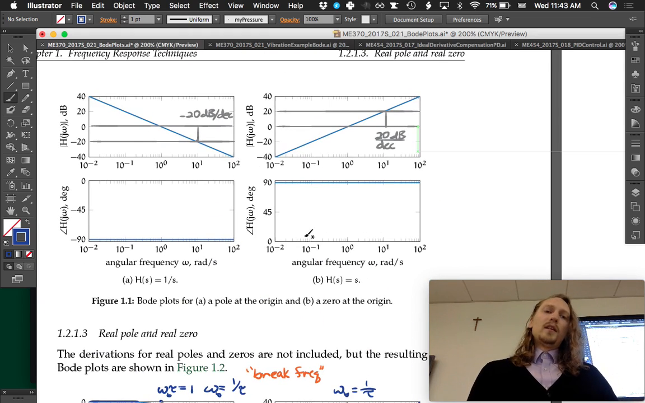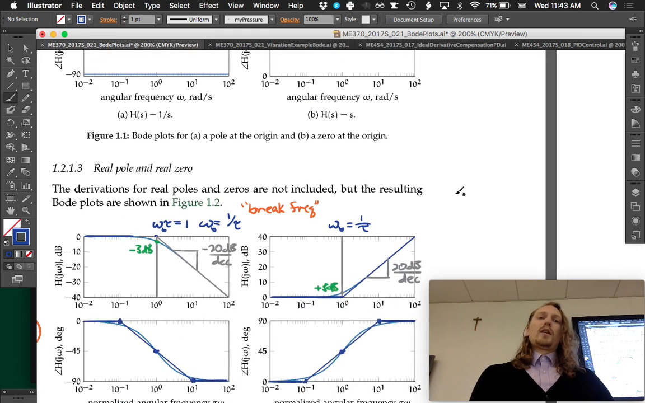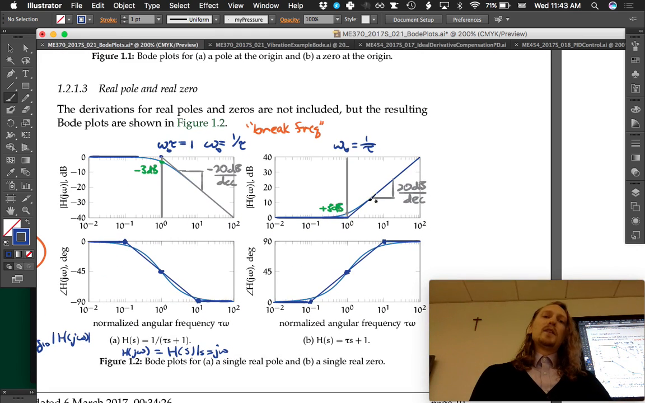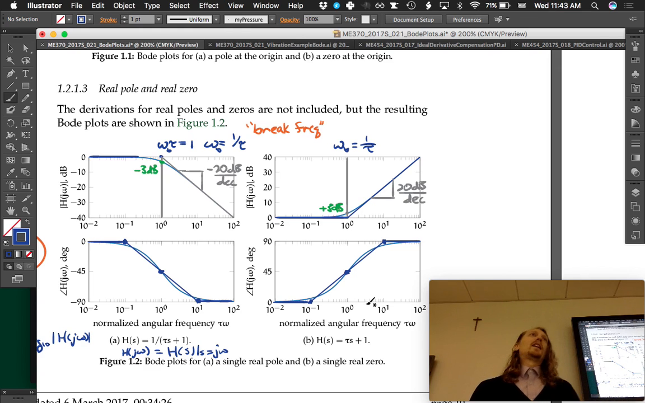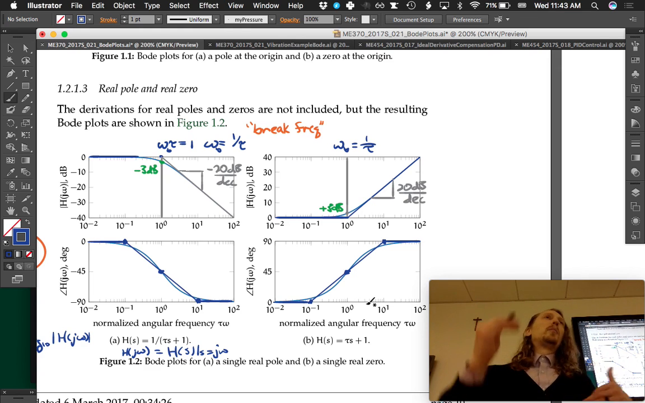Similarly with the 0 at the origin, we have a slope of positive 20 dB per decade and a positive 90 degree phase. At high frequencies, we have a slope of 20 dB per decade and a phase of 90 degrees for a real 0, right? So that's not at the origin. So this is a very similar sort of behavior. It's very analogous.